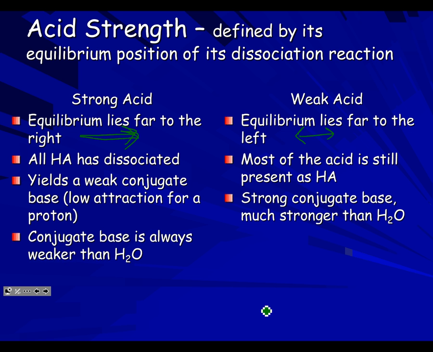Whereas with the conjugate base of our weak acid, that's a pretty good conjugate base. It has the ability to attract that hydrogen ion. It's really good at doing that and pushes it back to the left. So even though we do have an equilibrium here, we'll see that it lies far to the left. We do get some dissociation.